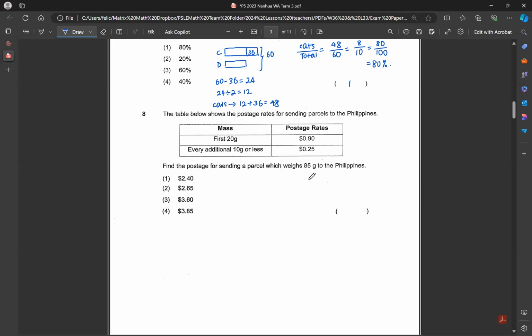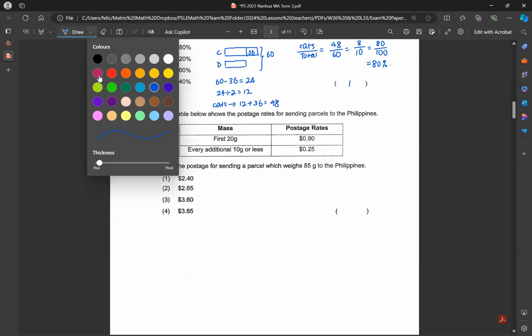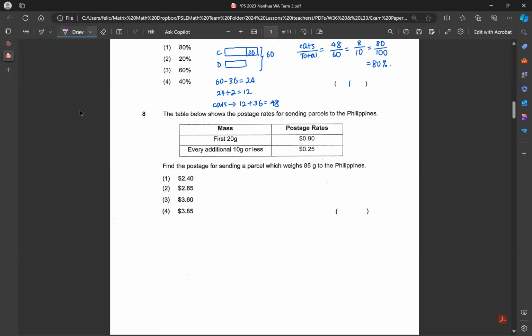Your first 20 grams from the 85. Definitely you have to pay this 90 cents for sure. All right, so 90 cents, confirm you must pay that. Okay, so maybe I'll just put a tick next to the 90 cents to know that I'm supposed to pay this 90 cents. Okay, now the next is knowing how many 25 cents to pay, because this 25 cents is for every additional 10 grams or even lesser. You still have to pay 25 cents.